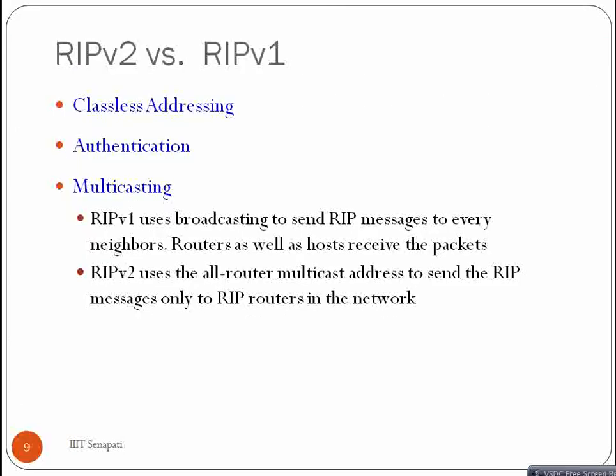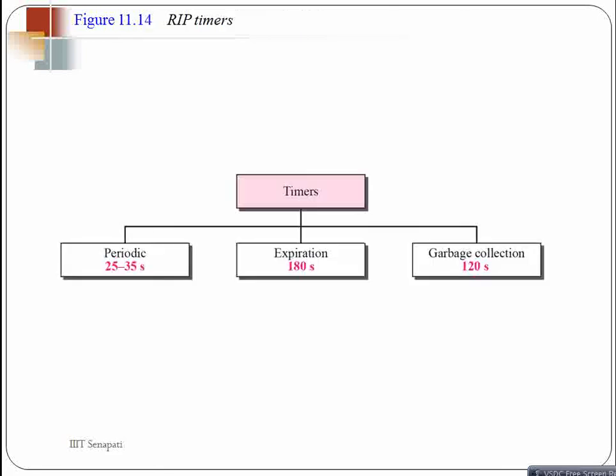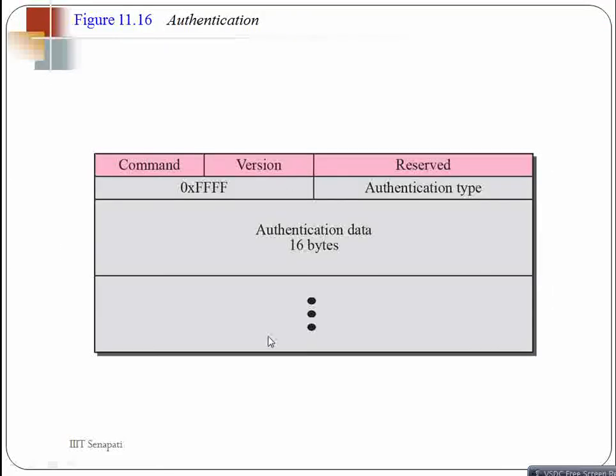Along with this classless addressing, there is something called authentication which is included, which means now there is a change in the packet format. Here the thing is, say there are 16 bytes. Actually this authentication is added to protect the message against unauthorized advertisement. No new fields are added to the packet. Instead, the first entry of the message is set aside for authentication information.